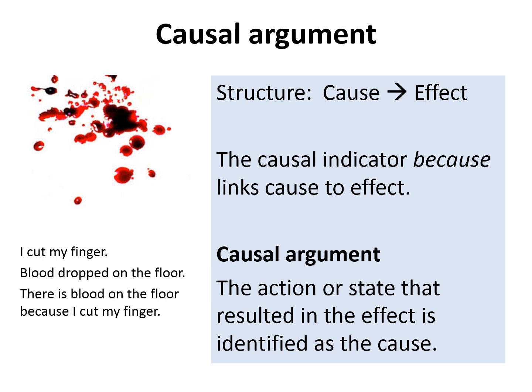Let's look at another type of reasoning, causal reasoning, that's used in causal arguments. Here we see possibly the splatter of the blood. I cut my finger, blood dropped on the floor, there's blood on the floor because I cut my finger. Here we move from the cause to the effect, and a causal indicator like because can show the link between cause and effect. In this case, the action or state that resulted in the effect is identified as the cause. So when we see the effect and we guess the cause, this is a causal argument.